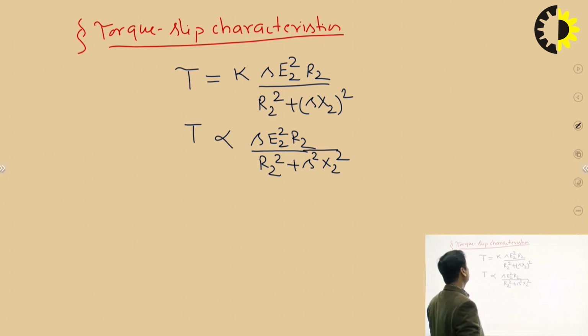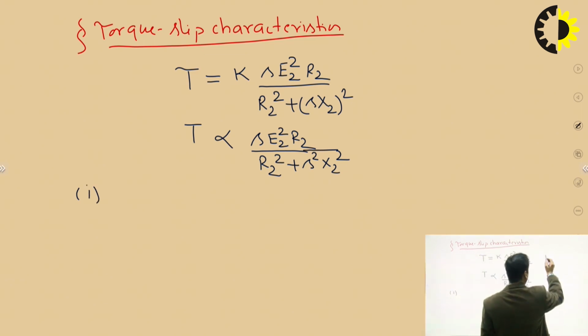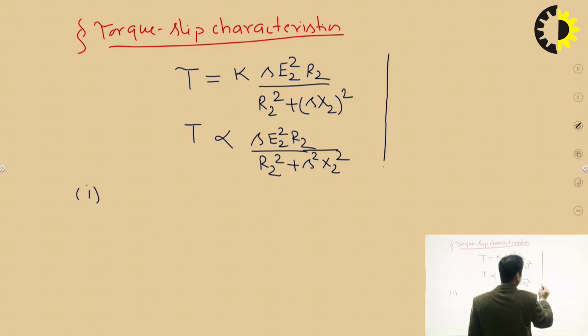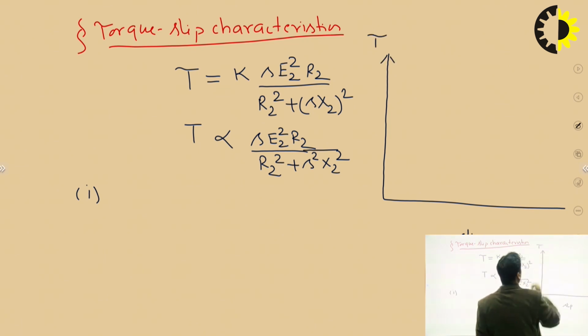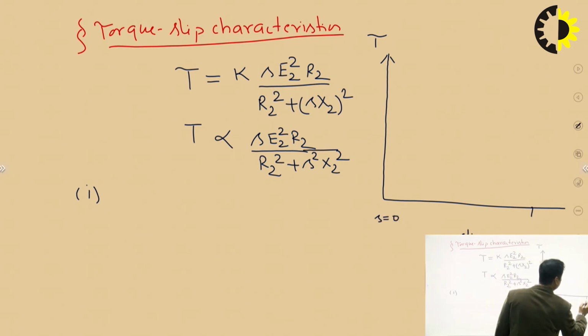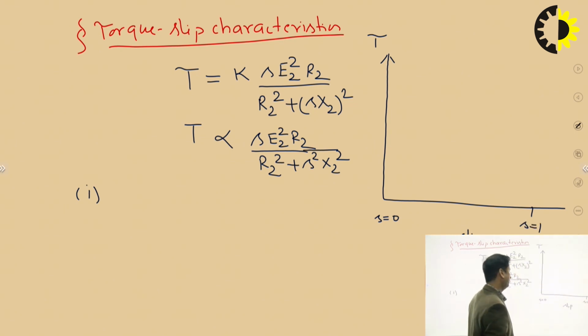To draw the characteristics, first we divide it into two regions. The slip is taken on the x-axis and the torque on the y-axis. Slip varies from s equal to 0, and suppose this is s equal to 1, because slip is from 0 to 1 here.